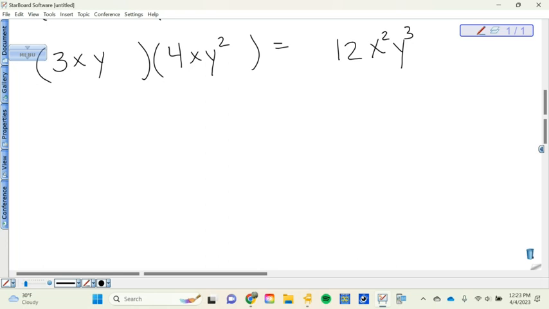Not too bad. What two monomials can we multiply together to get to negative 48x to the 5th y?